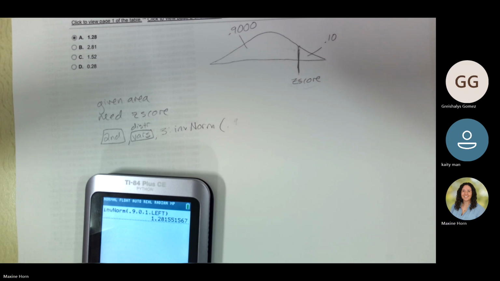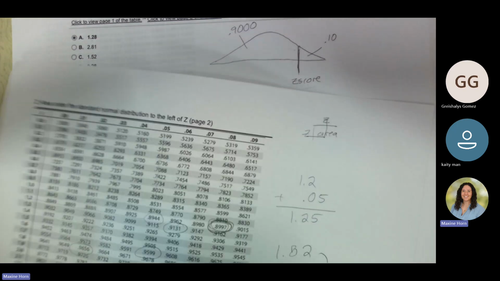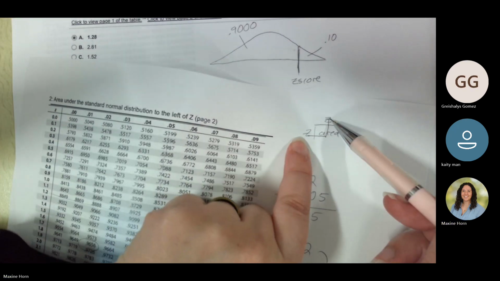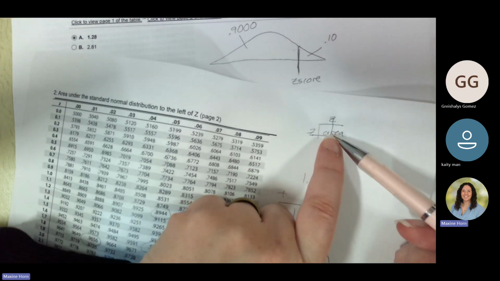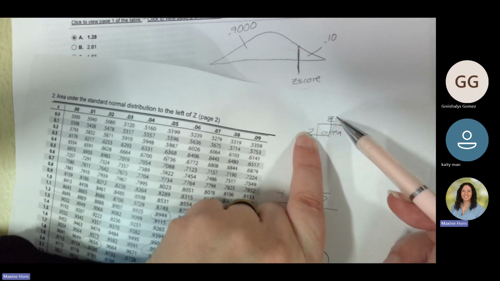So you look at what they're asking for, you look at what you have, and you go from there. Because sometimes you're given a z and you find the area. Sometimes you are given the area and you find the z. Okay.